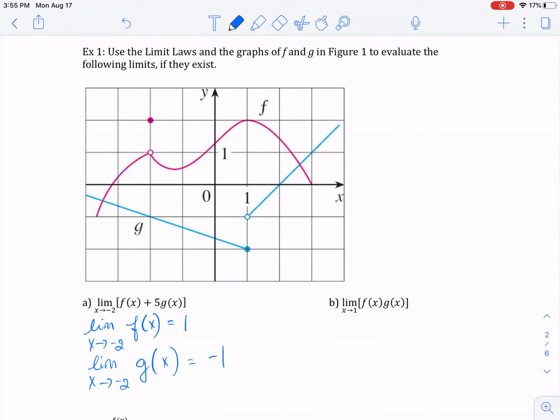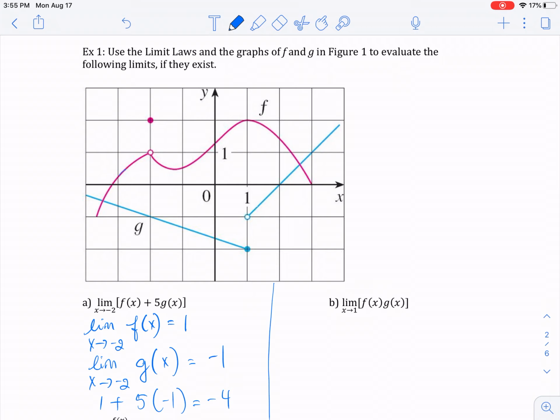And then we use the limit laws, addition and limit law 3. So addition and a constant multiplication, we get 1 plus 5 times -1 equals -4.